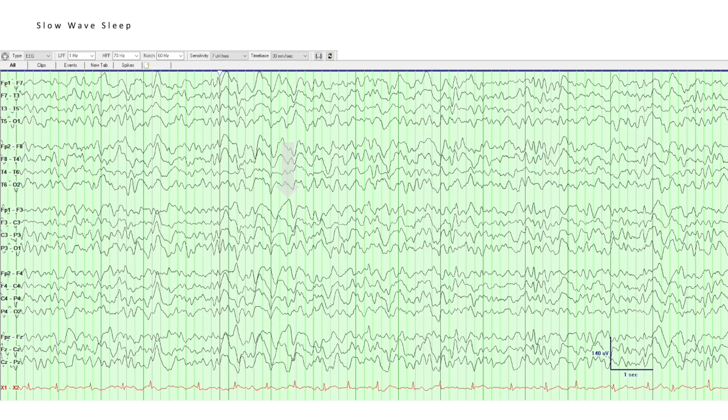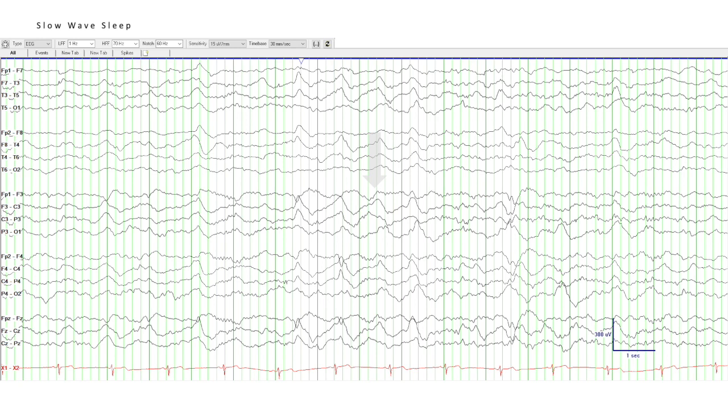This is a typical example of slow wave sleep. Notice that there are high amplitude delta waveforms throughout the record, certainly greater than 20% of the total record. There are intermixed theta frequencies and other frequencies, but the predominant frequencies that you are looking for are these high amplitude delta frequencies.